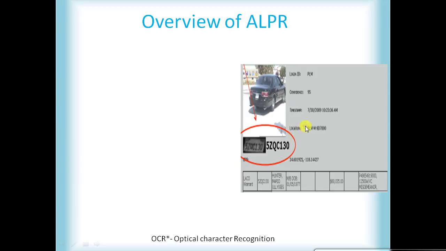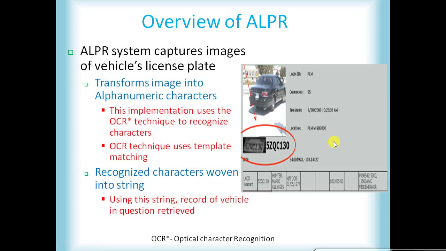So this image on the right hand side shows the conceptual overview of the LPR system. We have a car, and we take an image of the car and we separate the number plate of the car from the whole image of the car, and then we recognize the characters inside the number plate. Using this number plate, we retrieve the record of the vehicle, which is shown like this. So what ALPR actually does is it transforms the images into alphanumeric characters. This is done using the OCR technique in this particular project. When this OCR technique recognizes the characters, they are woven into a string, and using this string, the vehicle record is retrieved.